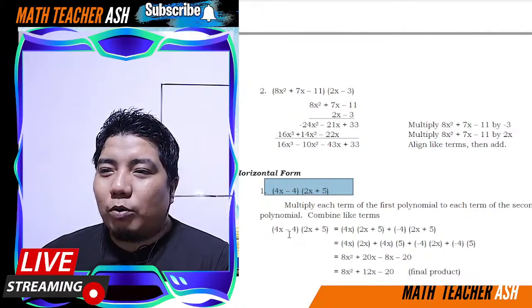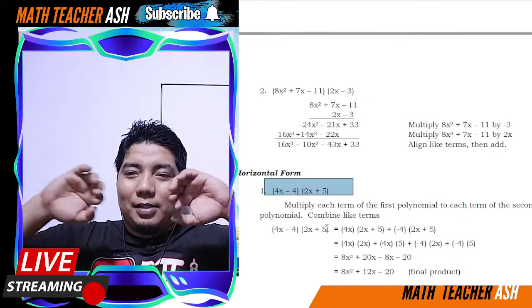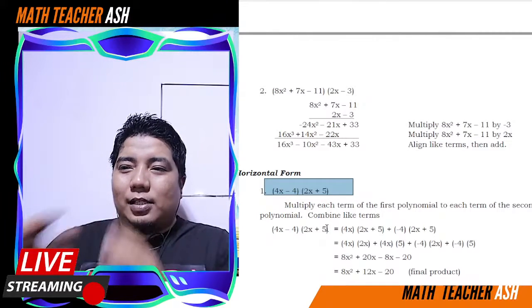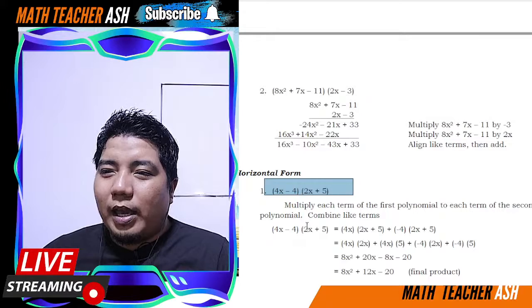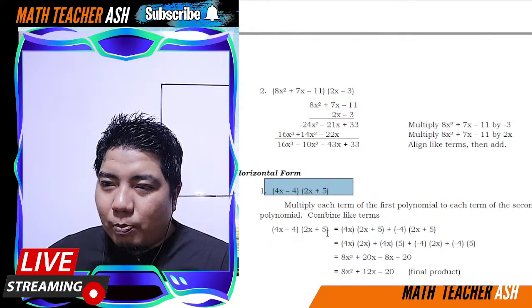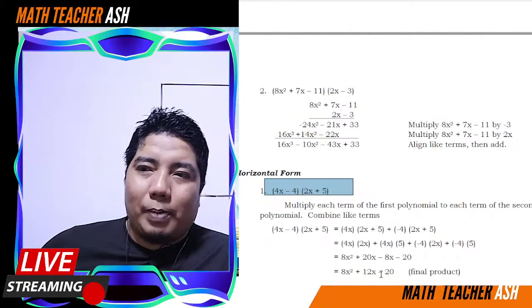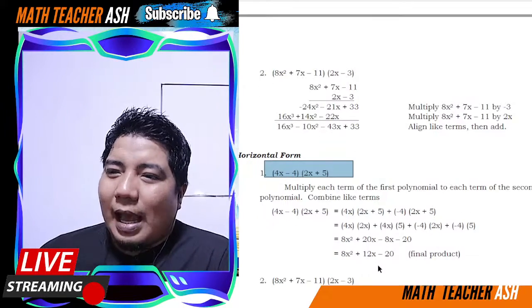O means the outer terms, the ones on the outside. I means the inner terms, the ones on the inside. Ito yon. And finally, we have the last terms, so the last term of the first group and the last term of the second group. You just multiply them and simplify. Okay. How do we do this?